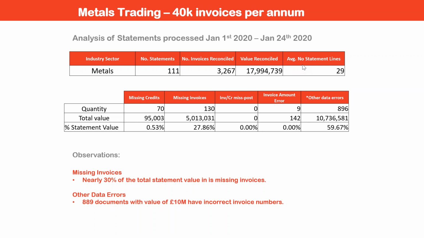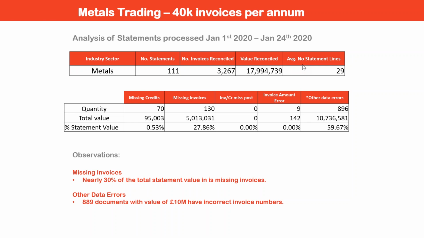In the first box, we've looked at the number of statements processed. This customer processed 111 statements, and on those statements there were 3,267 invoices for a total value of just under 18 million. The average number of statement lines, which is the number of invoices per statement, is quite low compared to the others, at 29. So that's the summary level.